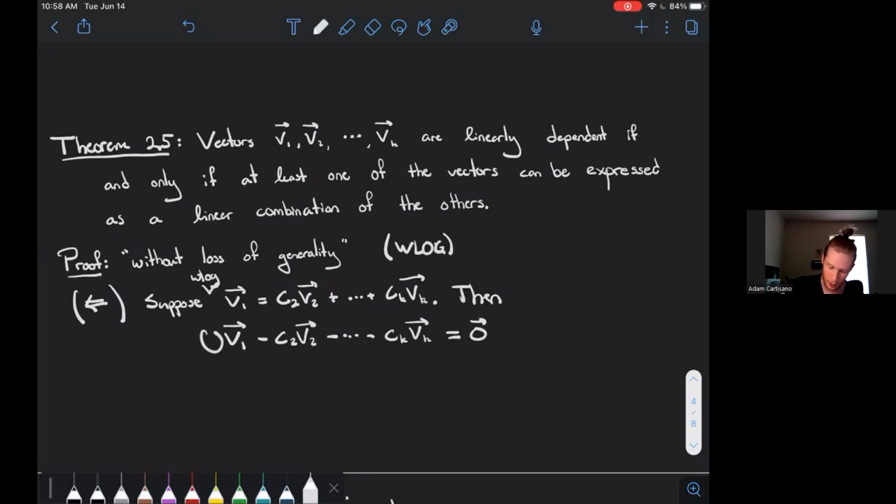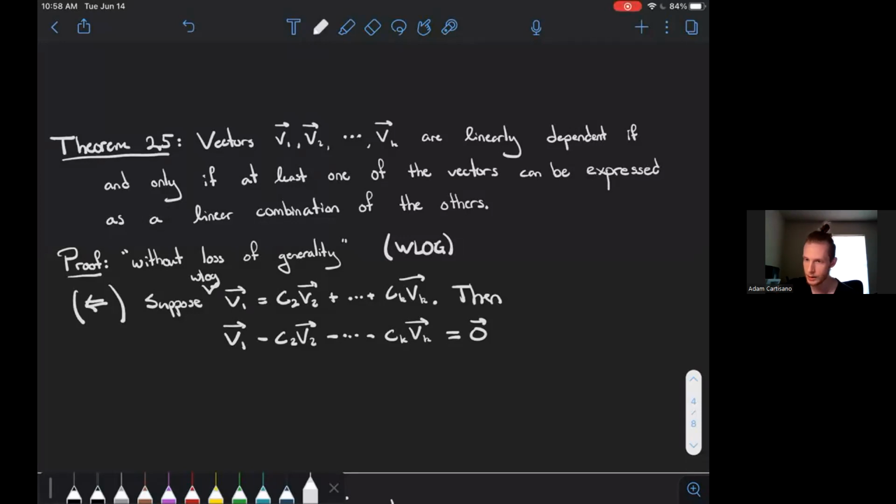And the coefficient on v1 is a 1. In particular, it's not 0. So the vectors are linearly dependent, right? This is exactly what it means for vectors to be linearly dependent. You have to have a bunch of scalars, at least one of which is non-zero. Here it is. Such that when you do a linear combination, you get the 0 vector. Such as when you do c1 v1 and all the way up to ck vk, you get 0.